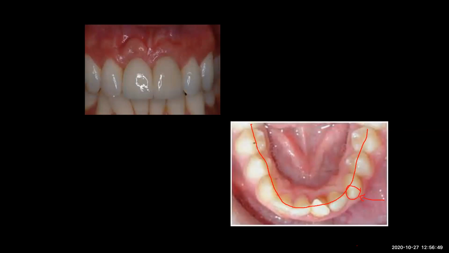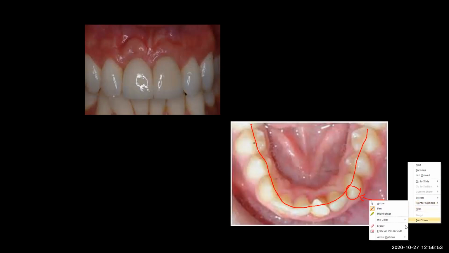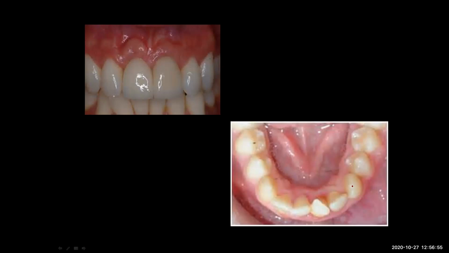Mesiofacial, torso version. All right, so this is out of alignment. This one looks like it's in alignment. This is facing this way.